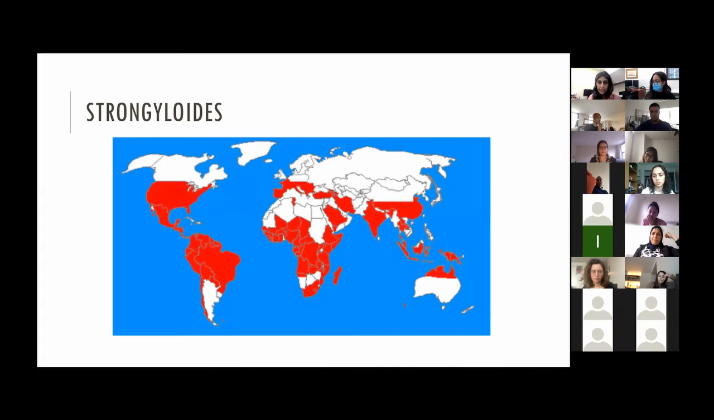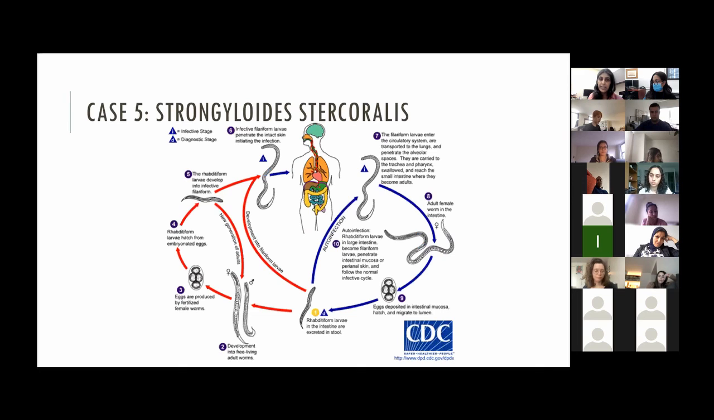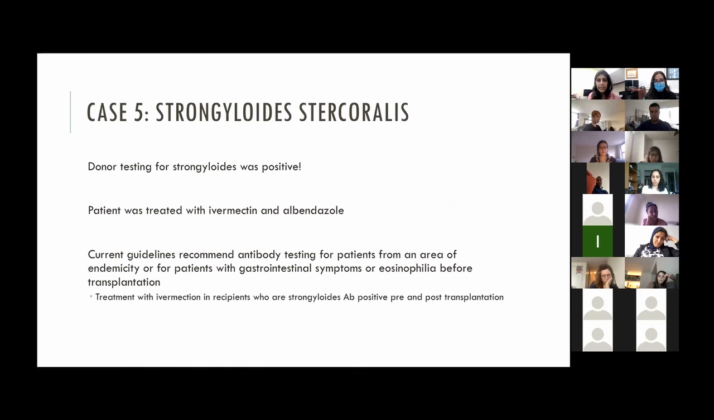As I described, strongyloides is endemic to many, many parts of the world, including southern parts of the US. And so oftentimes, for patients who describe living in any of these tropical climates, we will send a strongyloides IgG pre-transplant to see if they've been exposed. And if they have, we will treat them ahead of time before transplant to avoid hyperinfection or disseminated disease after transplant. And like I said, this is the autoinfection cycle of strongyloides, and this often results in hyperinfection or disseminated disease in the setting of steroids after transplant.